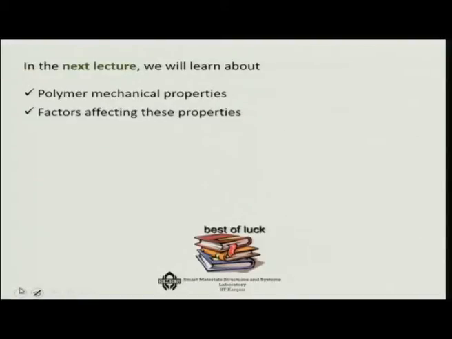So this is where we will put an end about the effects of various things like the chain length, the chain stiffness, the presence of the side groups, for example. And also another point I didn't tell you, that the pressure and tacticity can also affect the glass transition temperature. In the next lecture, we will learn about the polymer mechanical properties and the factors that affect these properties.